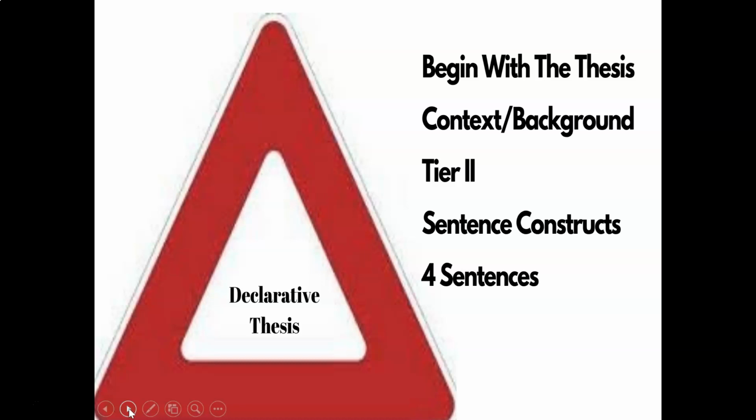So if we break down the declarative thesis into a diagram, it would look like this. You're going to begin with the thesis. How does the author construct meaning? Focus on the most germane term, device, technique. And then you want to focus on 3 of them. 3 construct the overall meaning.